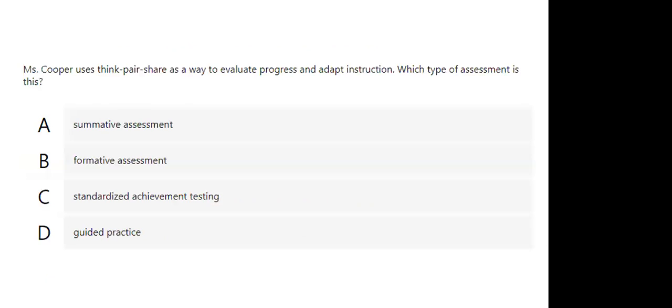Let's look at another question. Ms. Cooper uses Think, Pair, Share as a way to evaluate progress and adapt instruction. Which type of assessment is this? Think, Pair, Share, one of my favorite assessments. Which type of assessment is this? Is that considered a summative assessment, a formative assessment, a standardized achievement test, or a guided practice? I think we all could eliminate C. We know this is not a standardized achievement test.